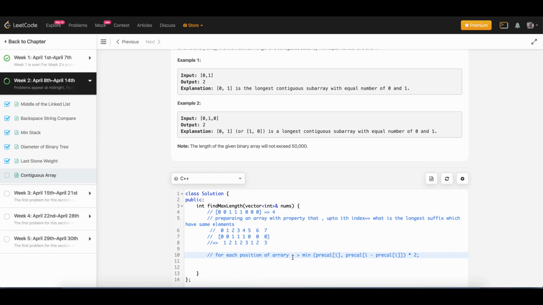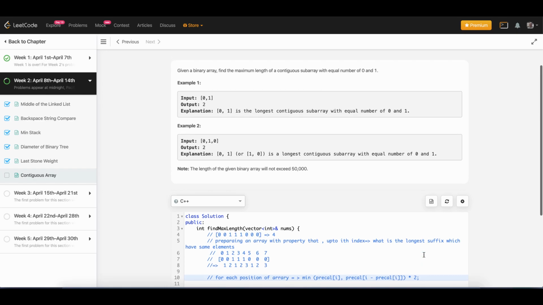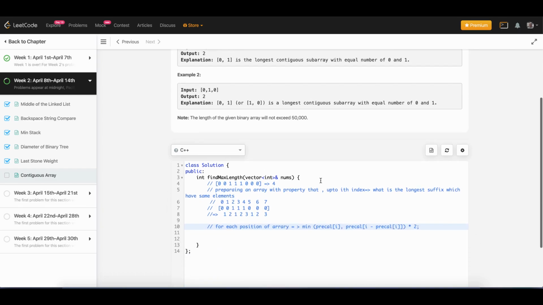For each position of the array, we will have this as an answer ending up to that position. But in order to find the actual solution, the maximum length, this will give us the length ending up to that position. So in order to find the maximum length, we have to maximize the above calculation. Then we will get the answer to the problem.